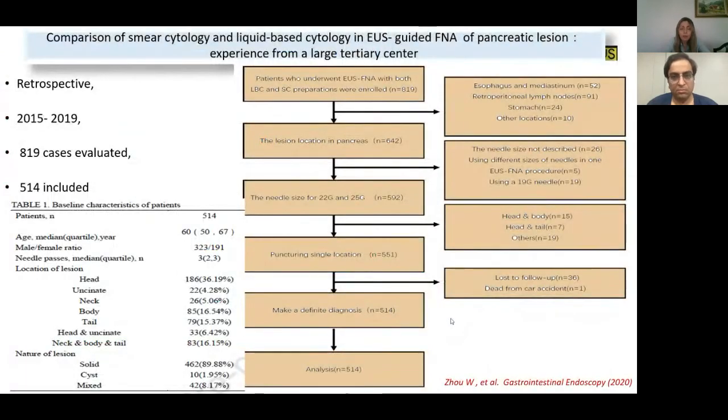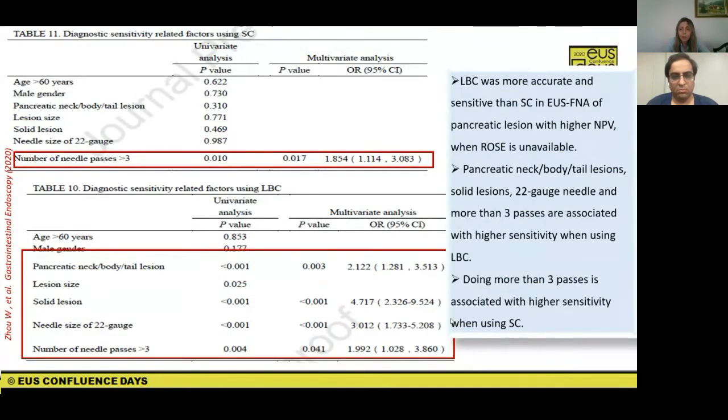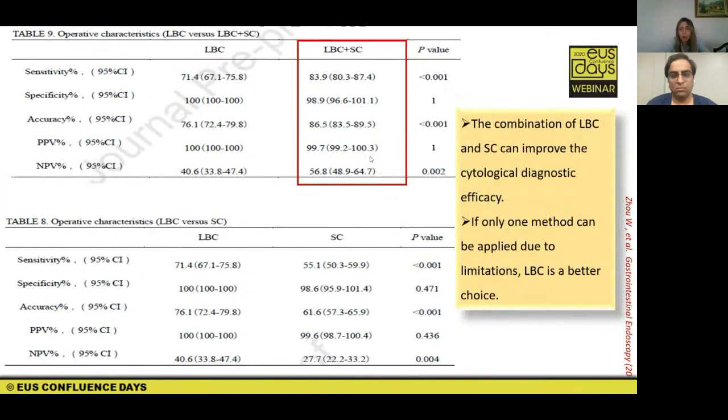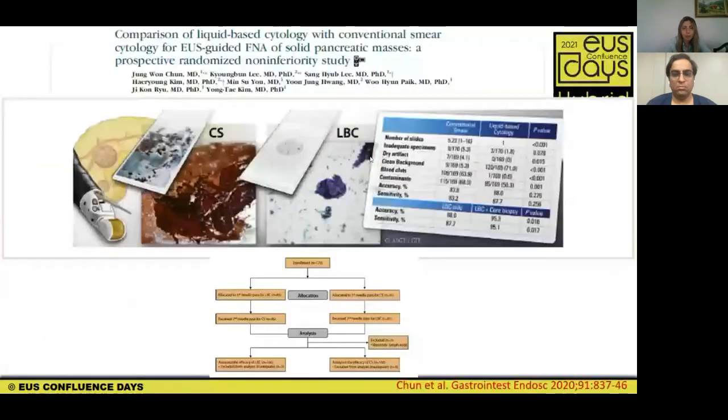This retrospective study also showed that doing more than 3 passes is associated with higher sensitivity when using conventional smear, and pancreatic location of lesions, solid lesions, 20 gauge needle, and more than 3 passes are associated with higher sensitivity when using LBC. And also this study confirmed that the combination of smear with LBC improved our diagnostic efficacy. If only one method can be applied due to limitation, LBC is a better choice.